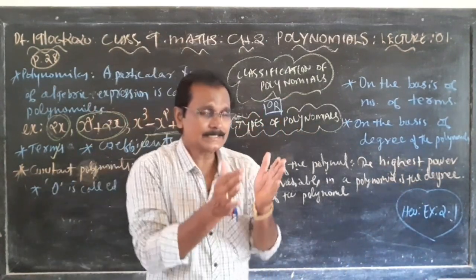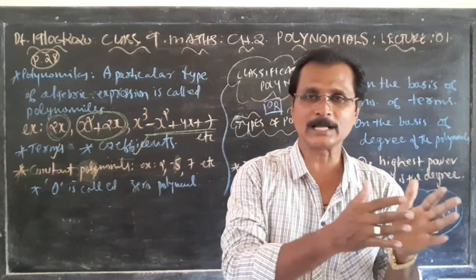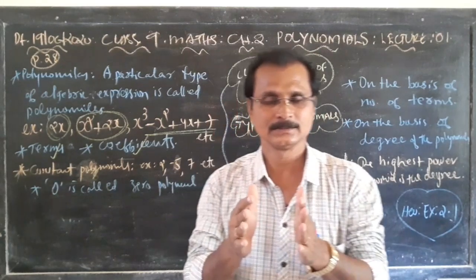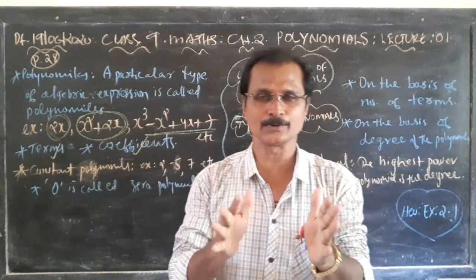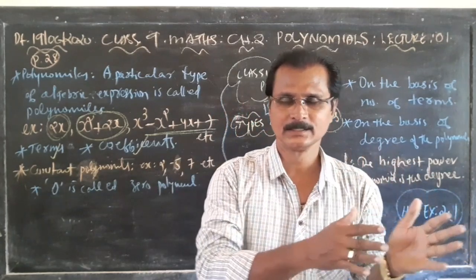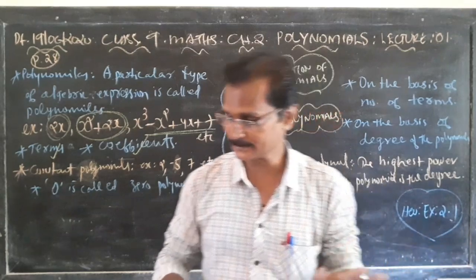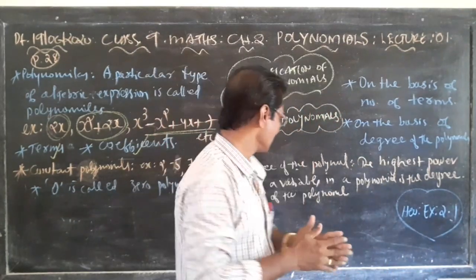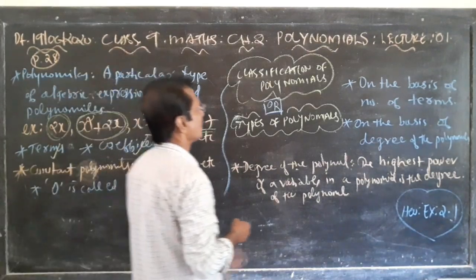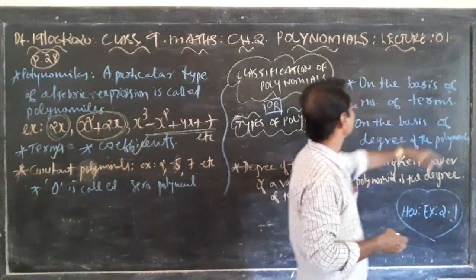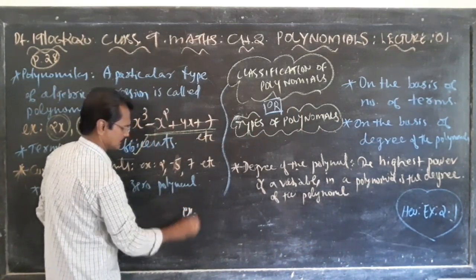So mainly, for types of polynomials, you remember two types of classification are there. The first one is observing the number of terms in a polynomial. Then there is a classification. Then observe the degree of the polynomial. Then there is a classification. We will discuss one by one. Look at here. The first one is on the basis of number of terms. Now, example. Look at it.